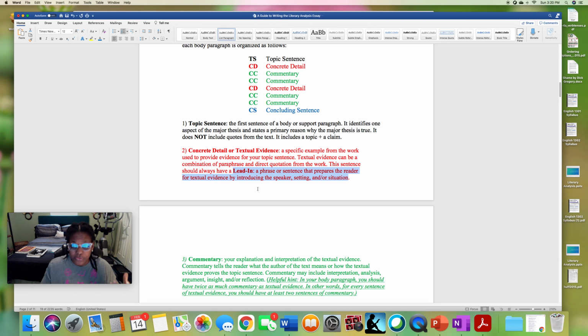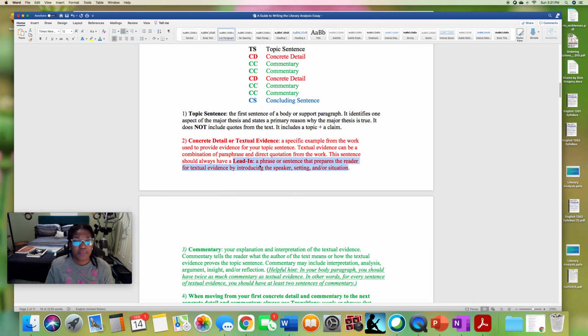The concrete detail is definitely going to be a direct quote from the story, but it is not going to be any more than 2 to 3 sentences of quotations. Do not put an entire paragraph of a quote in order to try and elongate your essay. You need to limit the amount of sentences when you introduce a quote to 2 to 3 sentences from the text for this concrete detail. And then make sure you have a lead-in phrase before you introduce it.